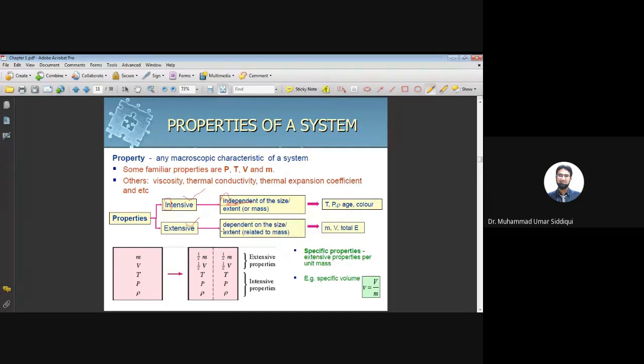I'm not talking about the volume of the glass. I'm talking about the volume of the water. It will change, which means this is a property which varies with the mass. If you change the mass, the property is going to vary. So that is an extensive property.